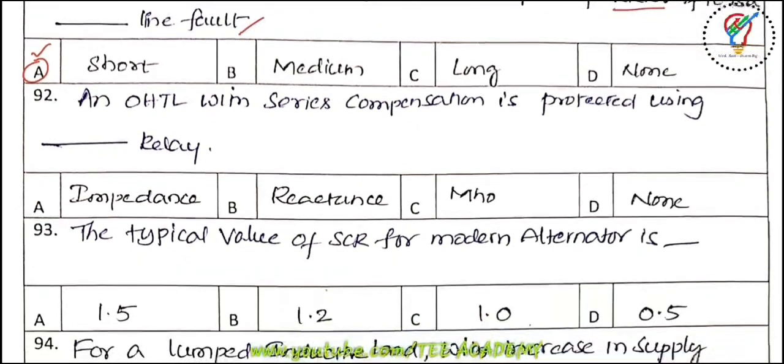Next one, an overhead transmission line with series compensation is protected by using dash relay. The options are impedance, reactance, Mho, and none. For this question, the answer is impedance relay. An overhead transmission line with a series compensation can be protected by using impedance relay.